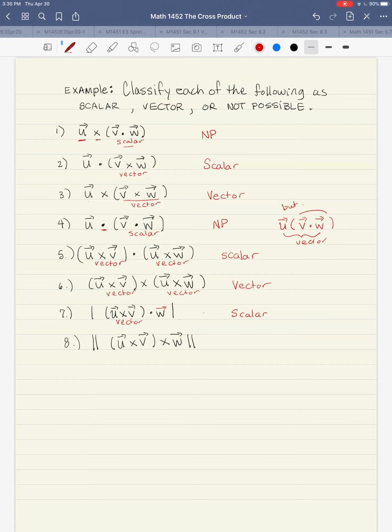The 2 bars mean magnitude. So again, if the stuff inside the magnitude symbol is a vector, then the magnitude is going to be a number. So we check U cross V is a vector. Cross with another vector is a vector. The magnitude of a vector is a scalar. All right, that's all I was going to say.